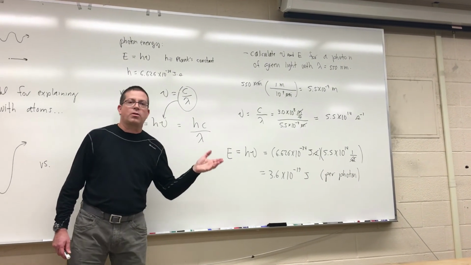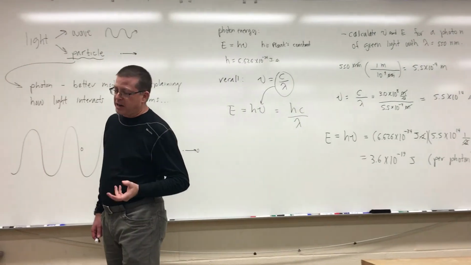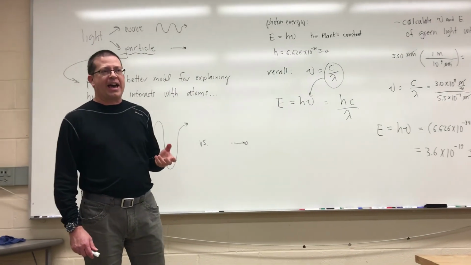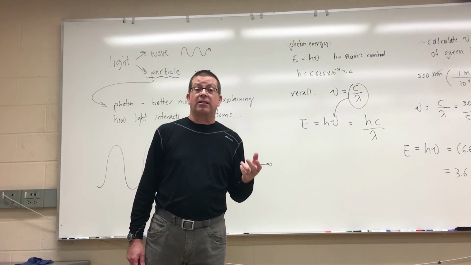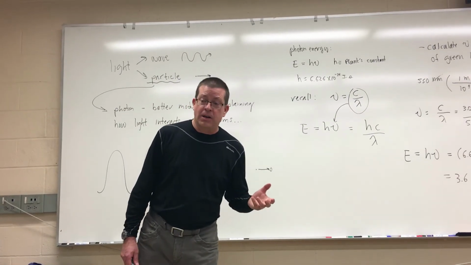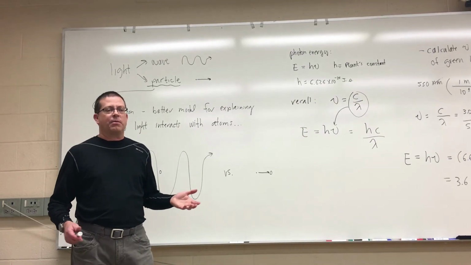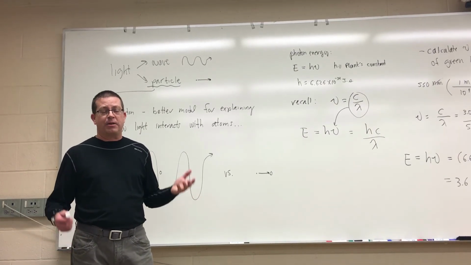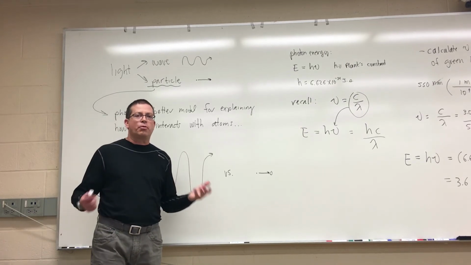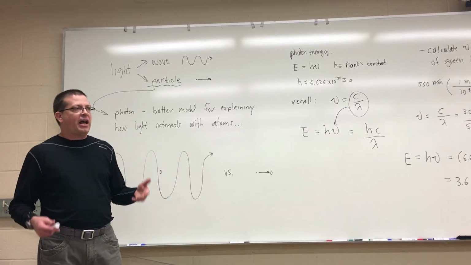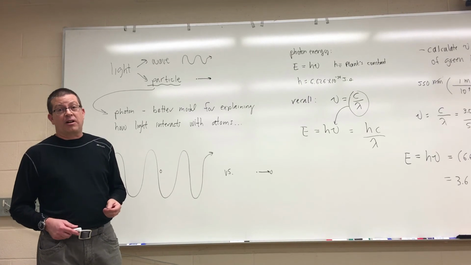Now, why is that important? Because now, if that green light photon collides with an atom, I know exactly what energy is going to be transferred by collision to that atom, and that in turn is going to tell us something about what the electron in the atom is going to do in response to that event. And that's how we're going to probe the position and activity of the electron in the atom.